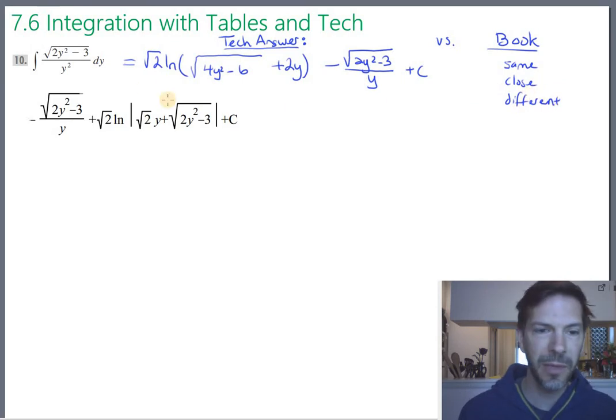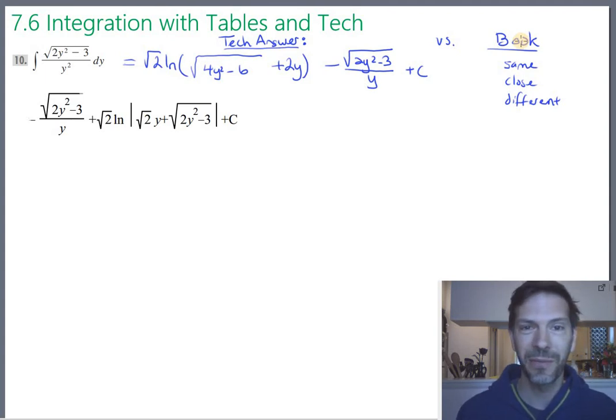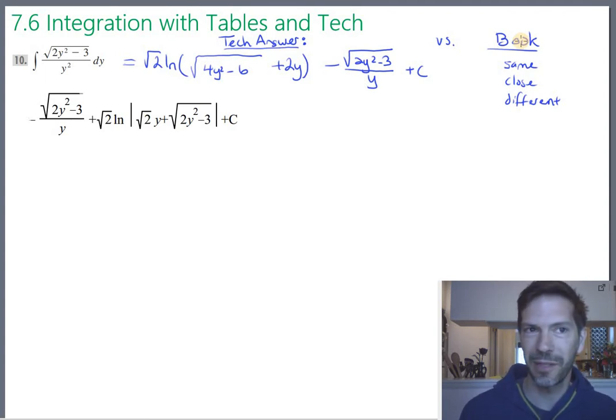As long as you didn't make a mistake in your typing, the tech answer and the book answer are going to be equivalent. And I just want you to say, did it come out exactly the same? Did it come out really close? I mean, just maybe a couple little steps to make them the same. Or are they pretty substantially different and it would take a lot of work to show that they're the same?